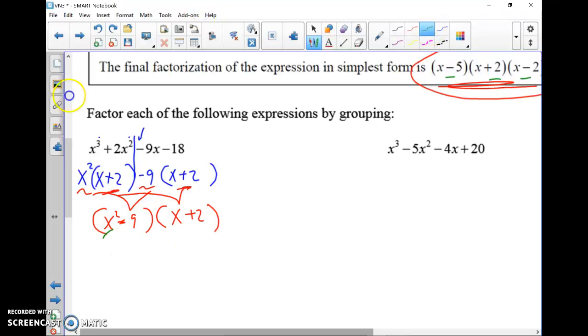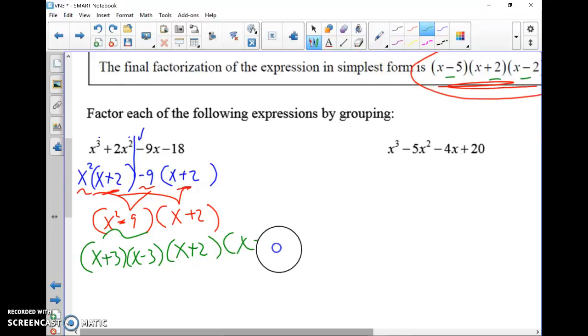Then you really need to take a look at the term with x squared. Can it be factored again? Is it a difference of two squares? In this case, yes, it is. x plus 3, x minus 3, and the x plus 2 stays what it is. Now, if you ever find yourself with 4 things, then you probably did something wrong.